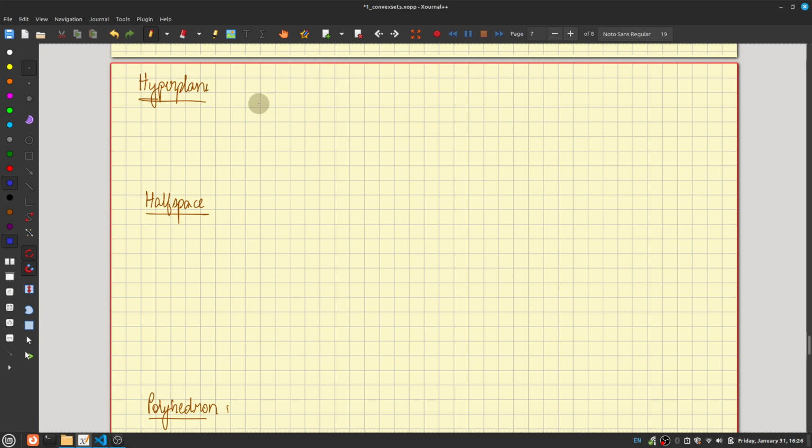A special kind of an affine set is a hyperplane, which I'll define as the set of all x in Rn such that A transpose x equals B.